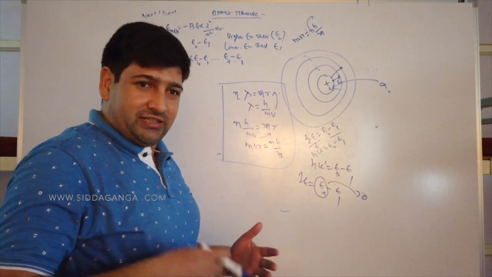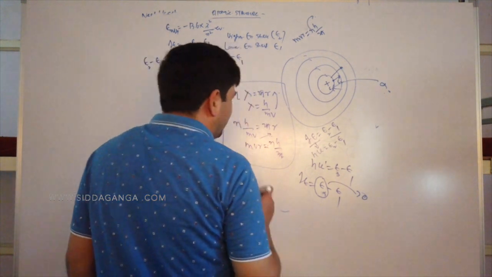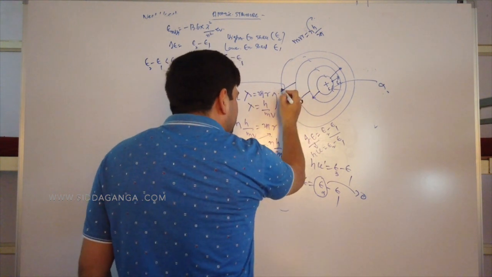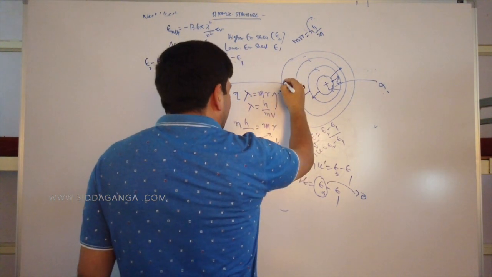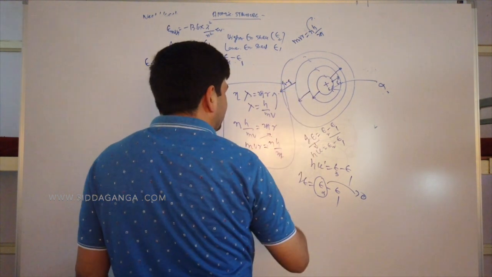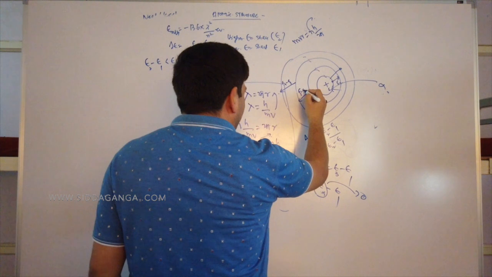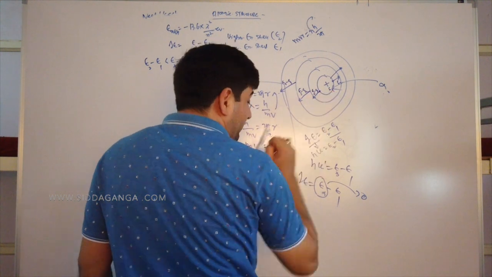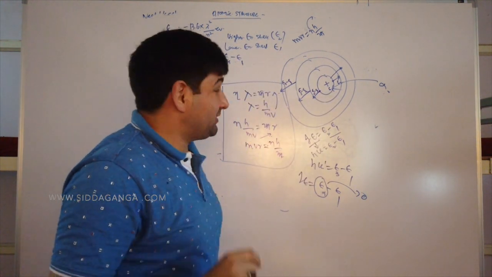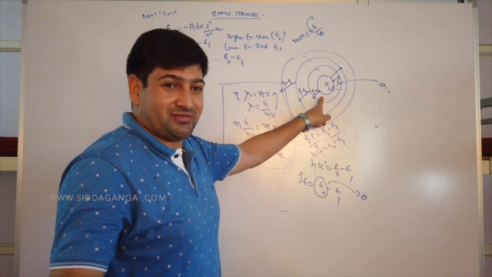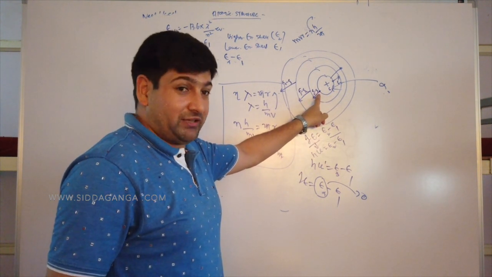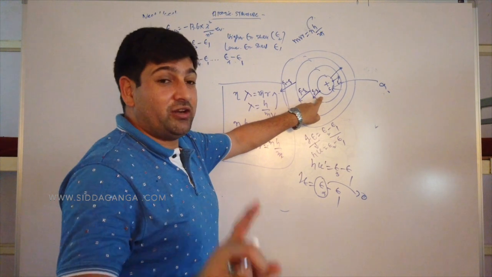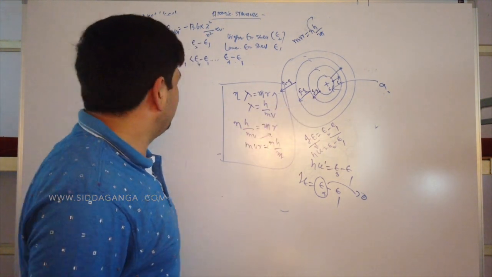Now I'll change the scenario. I want to shift the electron from 1 to 2, then from 2 to 3, then from 3 to 4. So what will be the energy difference here? E4 minus E3, E3 minus E2, E2 minus E1. See that in shell number 1, the only thing that is possible is excitation. Emission is not possible, because if emission occurs, it will lose energy and fall into the nucleus. That's not possible. So in shell number 1, the only thing that can happen is excitation.